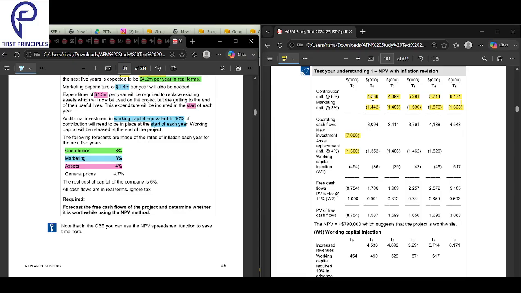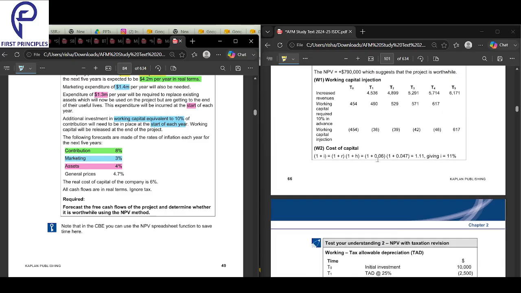489 minus 454, that is 36. Again, one more year. Do 10% of 5291. So you see here, 4536, you got 454. 4899, you got 490. 5290, you got 529. 5714, you got 571. 6161, you got 617.